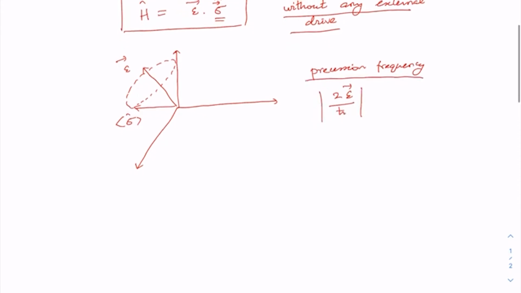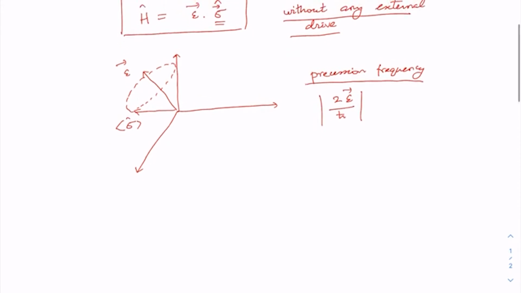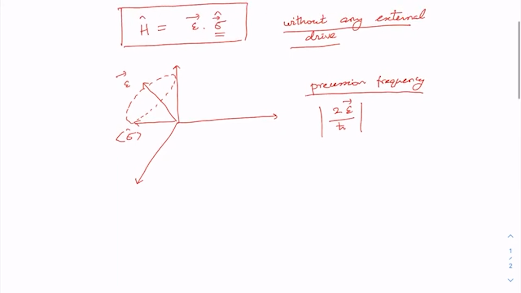So in fact, the dynamics of a two-level system when it is not externally driven can be described by evolution of these Pauli matrices. This quantity, the expectation value of sigma, is known as the so-called Bloch vector. So once we know this Bloch vector, effectively we know everything about a two-level system.